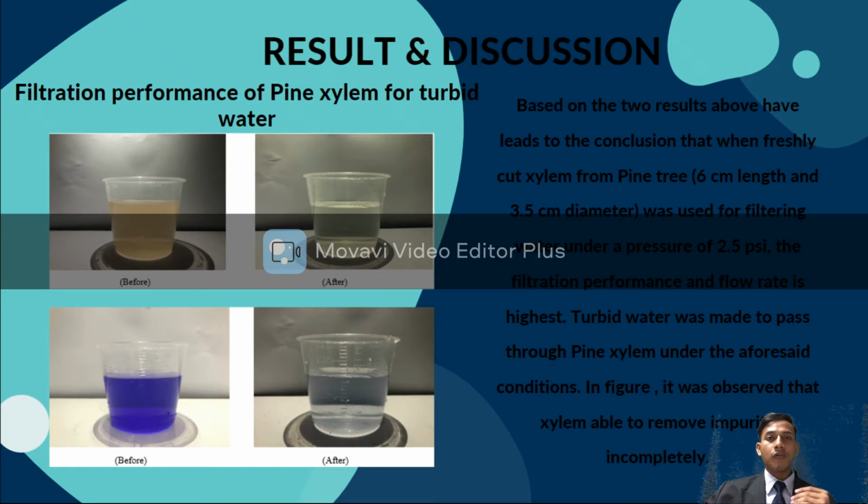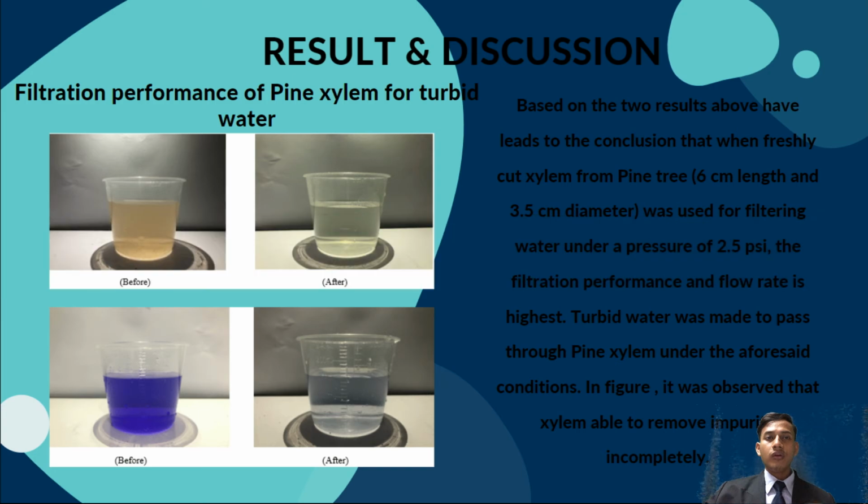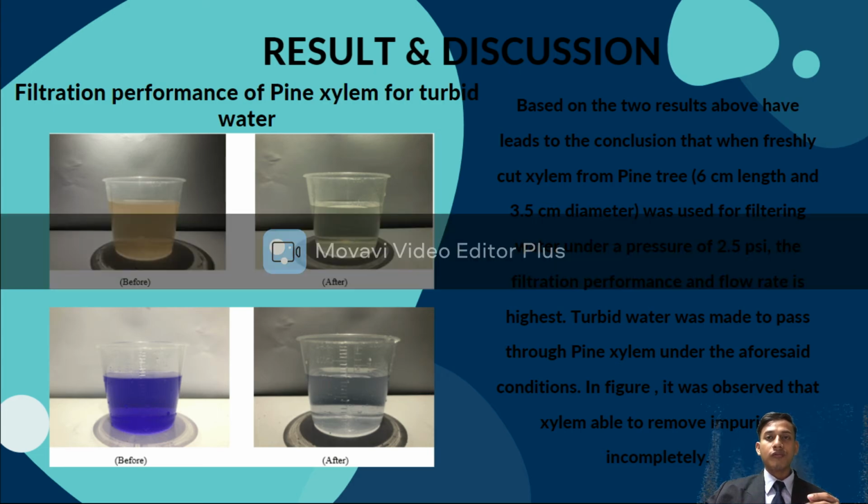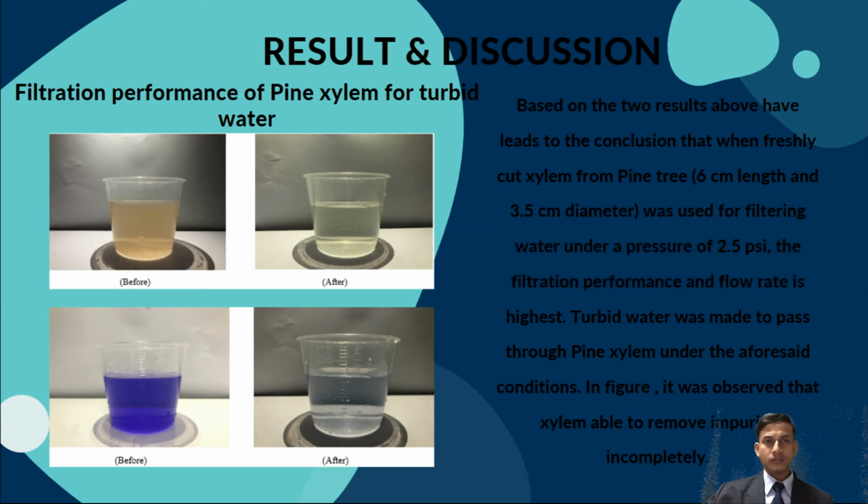Filtration performance of pine xylem for turbid water. Based on the two results above, we concluded that when freshly cut xylem from a pine tree, which is 6 cm in length and 3.5 cm in diameter, was used for filtering water under a pressure of 2.5 pounds per square inch, the filtration performance and flow rate is highest.